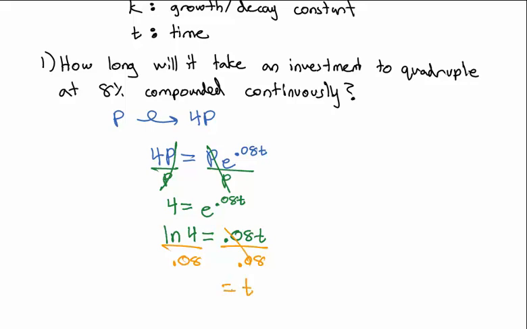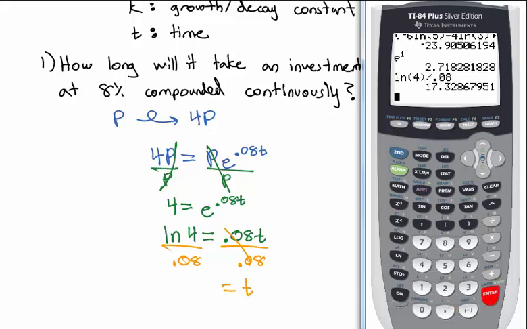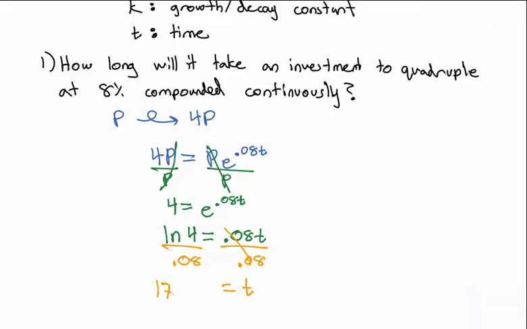And now we'll know how long it's going to take by simply doing the natural log of 4, closing the parentheses, divided by 0.08, we get 17.34. 17.34 years. Any investment at 8% will quadruple every 17 years.